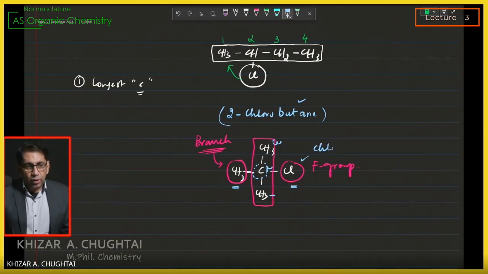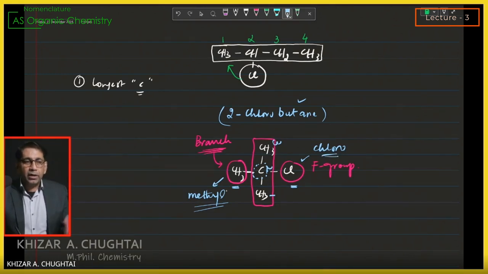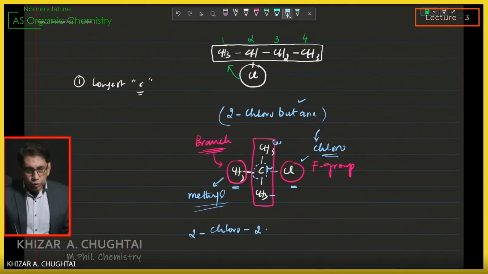Its name is chloro, and its name is methyl. So there are basically two branches: one is chloro, the other one is methyl. C comes first in the alphabet, so I'm going to write chloro. What is its position? Its number is equal to 2. 2-chloro-2-methyl.